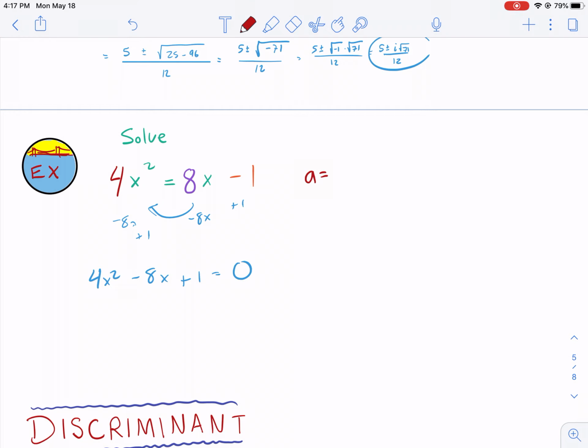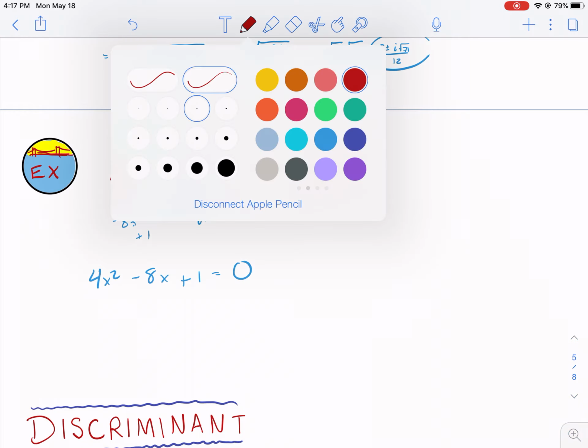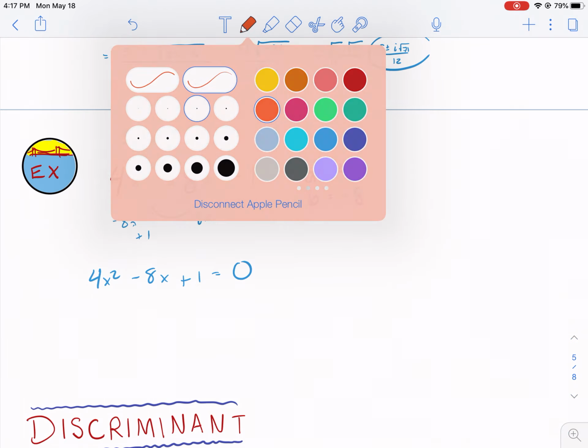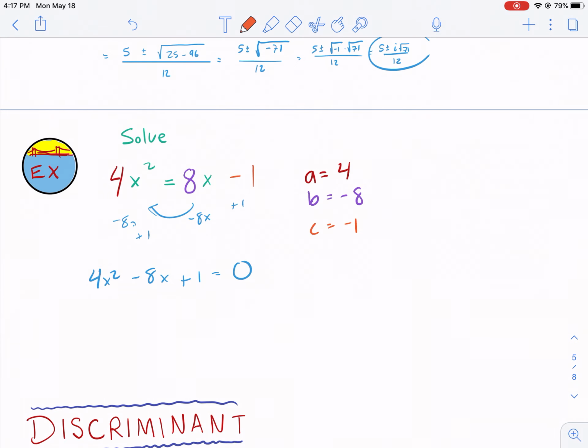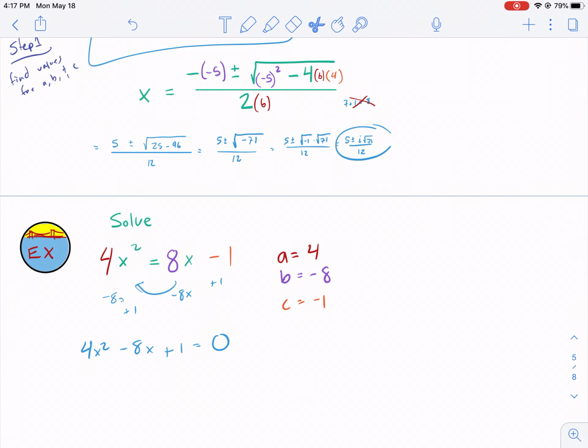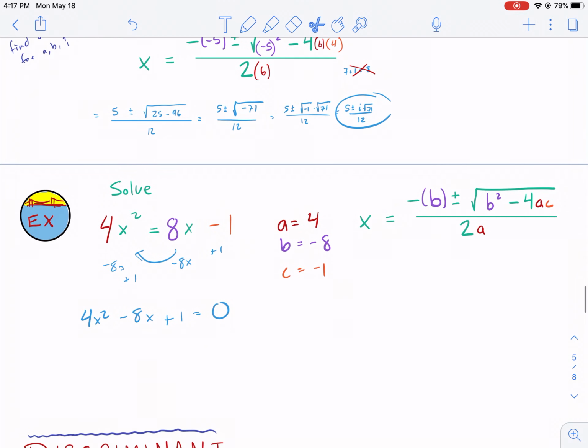So we have a equals 4. We have b equals negative 8. And we have c equals 1. Now we're just going to go ahead. Again, we're going to plug in all our values into the quadratic formula. So instead of a, we're going to write 4 in parentheses.